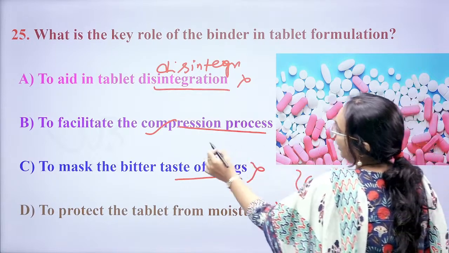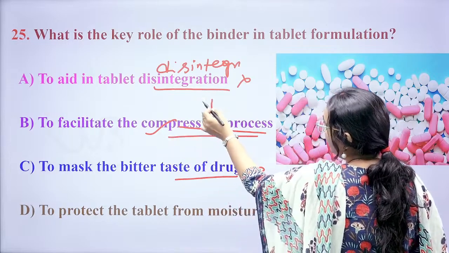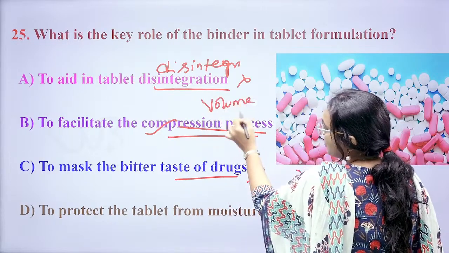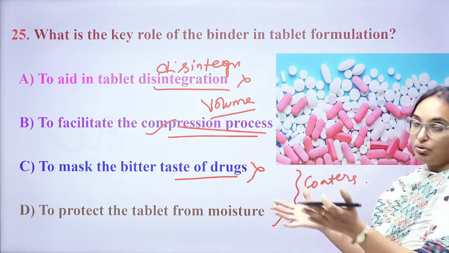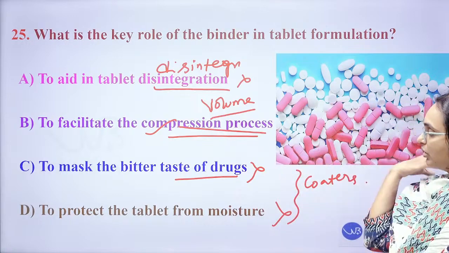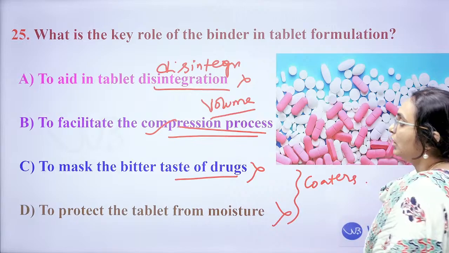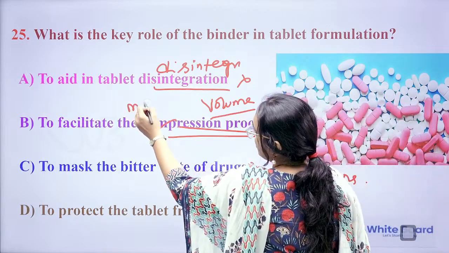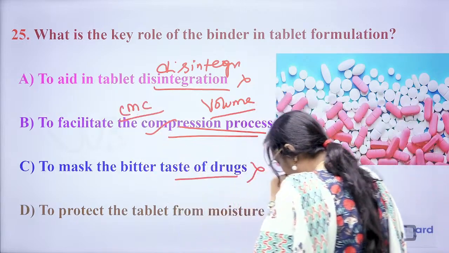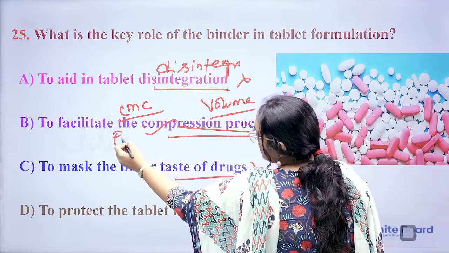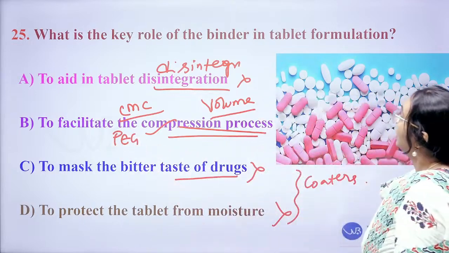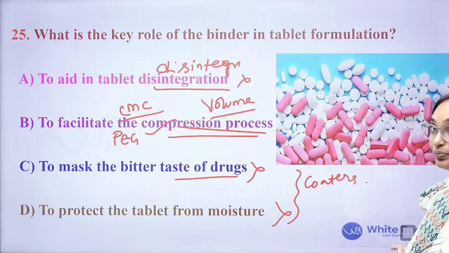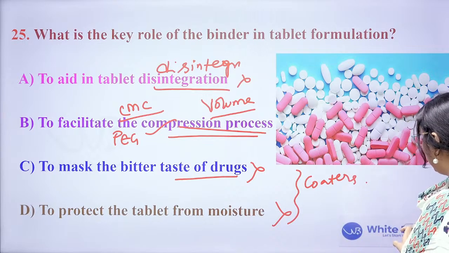So, here binders are used for making volume and also compression to make it into a perfect composition. Microcrystalline cellulose and some PEGs, these are binders we will use for the tablet formulation. So, option here is B.